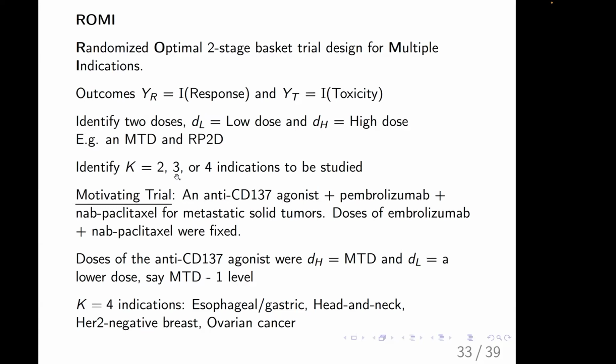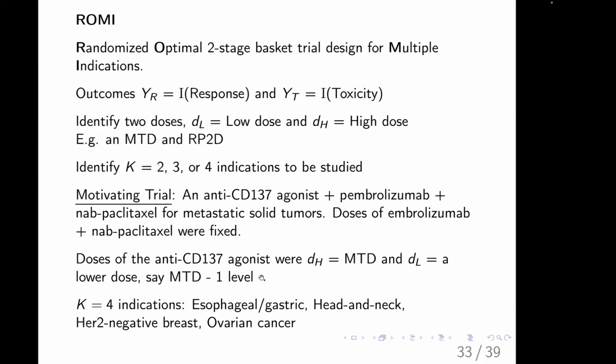But what we're doing here is looking at 2, 3, or 4 indications. You've got several different diseases. You may have a couple of them. You may have 4 of them. And the motivating trial is an anti-CD137 agonist, plus something called pembrolizumab, plus nab-paclitaxel for metastatic solid tumors. And the doses of pembrolizumab plus nab-paclitaxel are fixed. So we're varying the doses of the agonist. But the doses of the agonist were either a high dose, which is the MTD, or a low dose, which is the MTD -1 level.